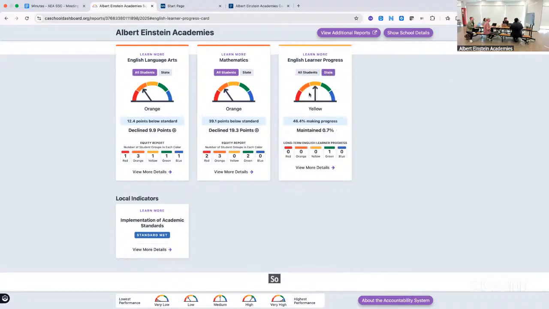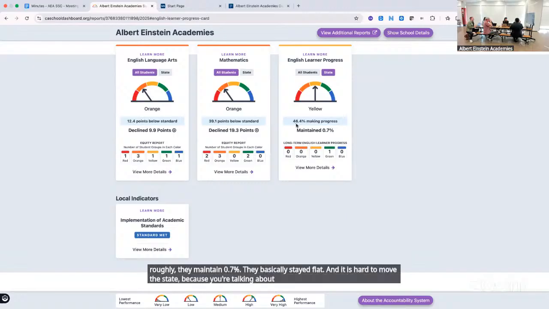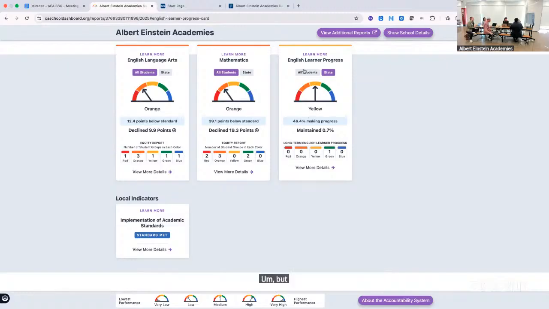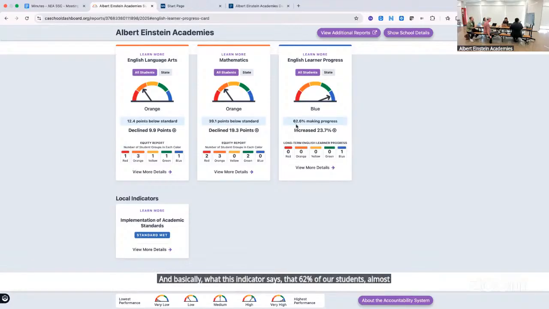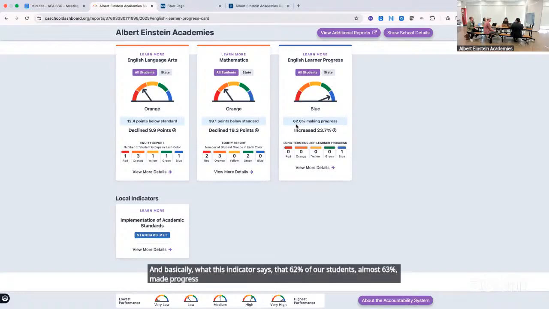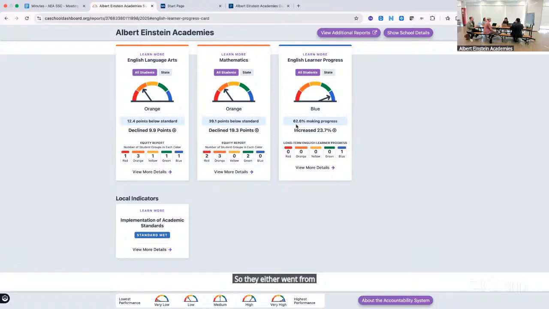So the state is in yellow, which for them means roughly they maintained 0.7%. They basically stayed flat. And it is hard to move the state because you're talking about millions of students. But in our comparison, we're blue. And basically this indicator says that 62% of our students, almost 63%, made progress by at least one level. So they either went from 1 to 2, 2 to 3, 3 to 4. That's a great indicator. And then overall, we increased 23.7% in terms of achievement.